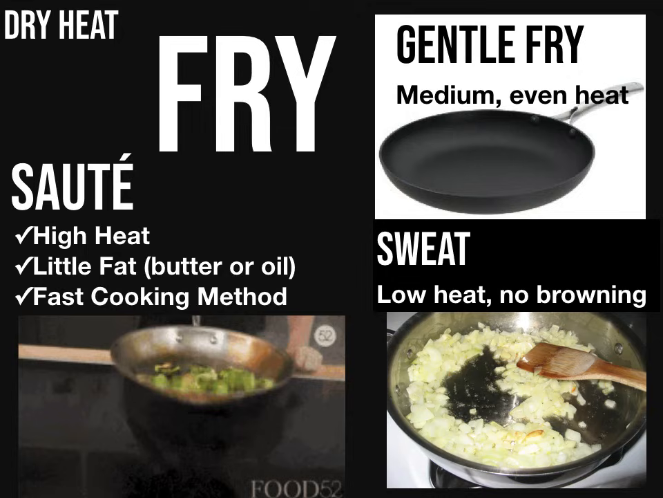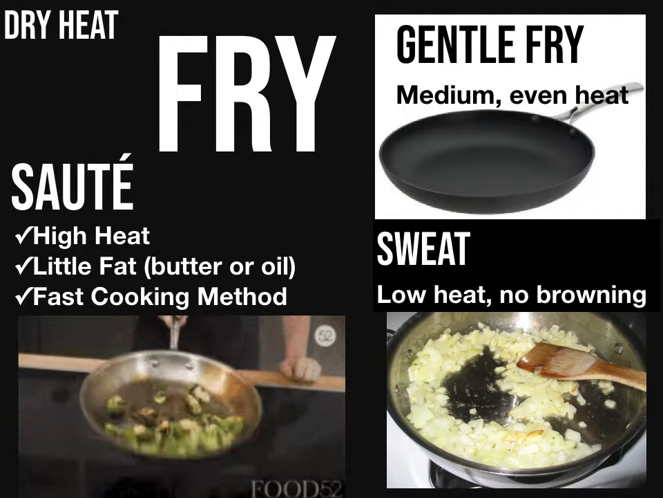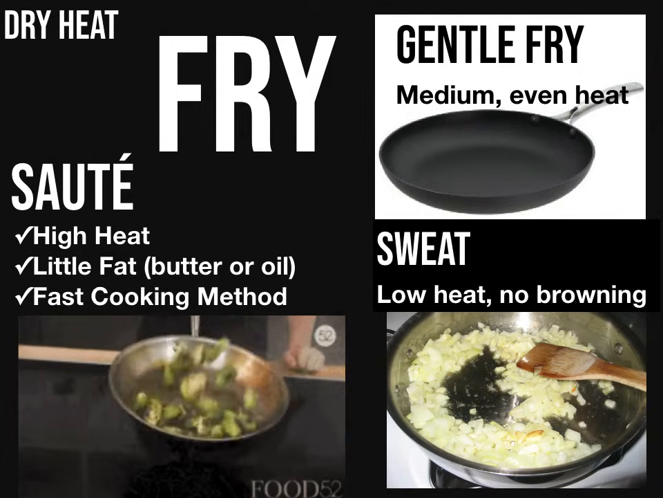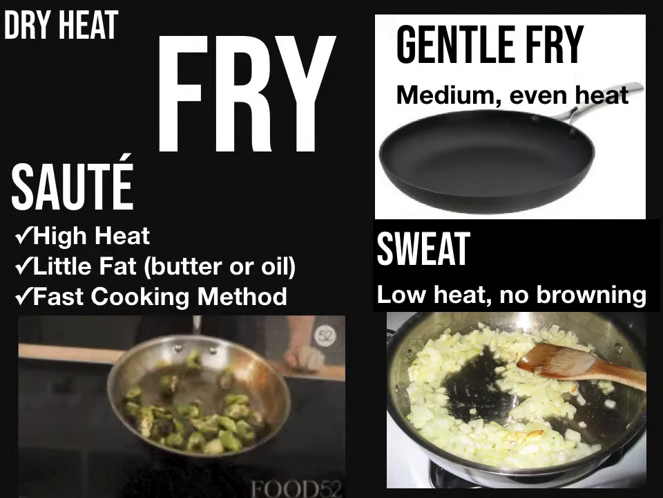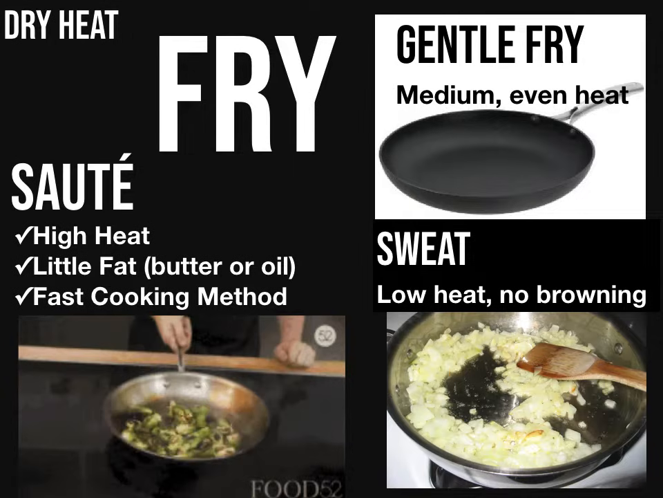through. A gentle fry, medium, even heat. This would be the perfect temperature to cook eggs at so we don't scorch them and so that they can cook fairly easily. Sweating, low heat, no browning.